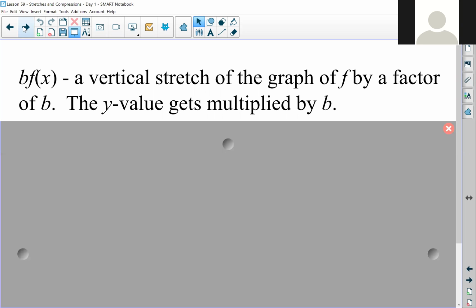If we take a value times a function, that is a vertical stretch. It's going to stretch it tall by a factor of b. In other words, with b times f of x, we're essentially multiplying all of the y values by b to get the new y value.